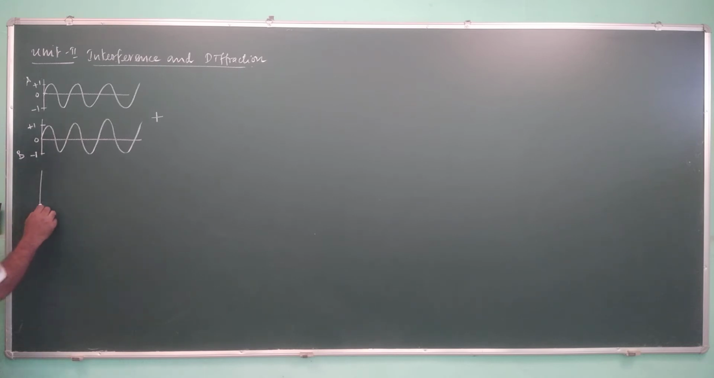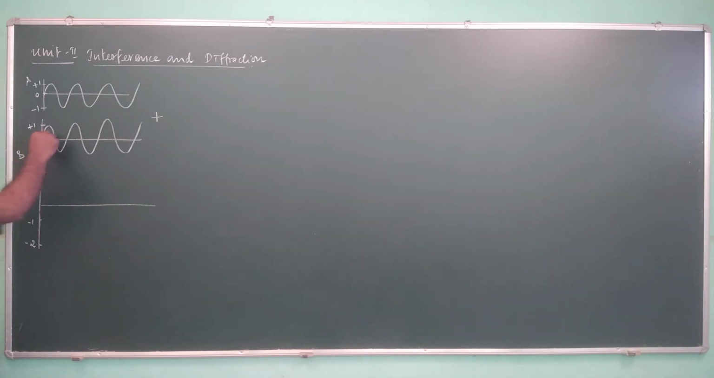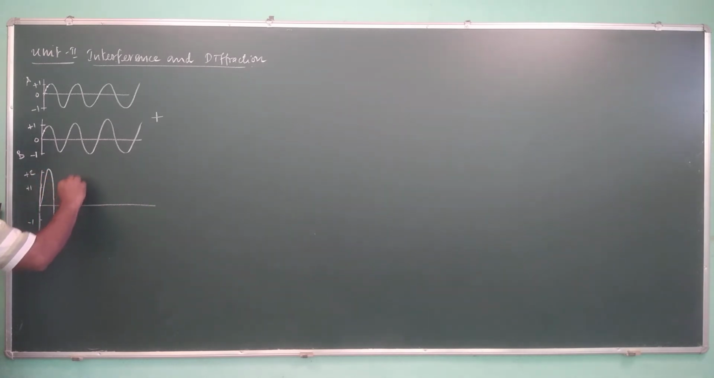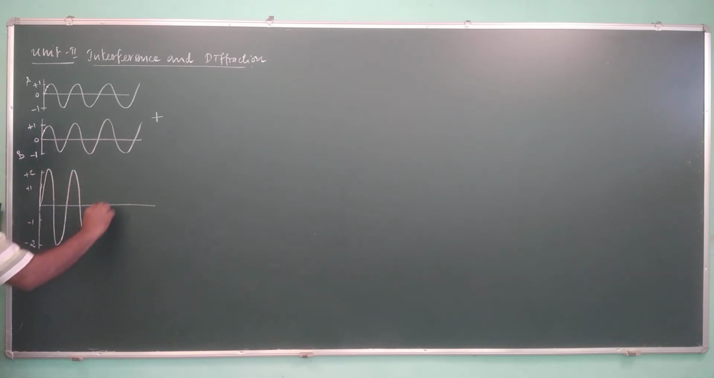Let's draw that. So this is +1 and this is +2. Here -1, this is -2, the amplitude. What would happen? Both will add. In this case, both waves started from 0 and you add the instantaneous amplitude values of the two interacting waves, so it is obvious that the resultant wave will look like this.